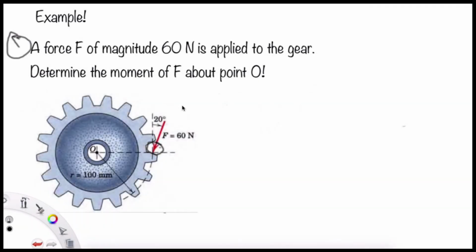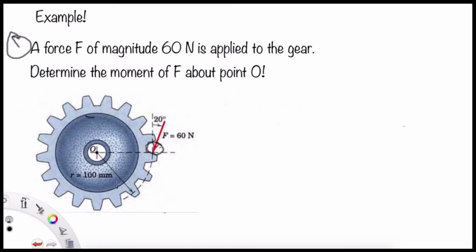This is the first example of the moment. A force F of magnitude 60 Newton is applied to the gear. Determine the moment of F about the point O. So we have the F here, with the direction of this F, and the magnitude of this one is 60 Newton. And what about the R?